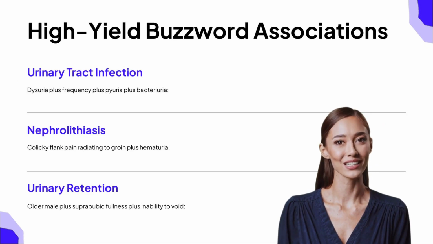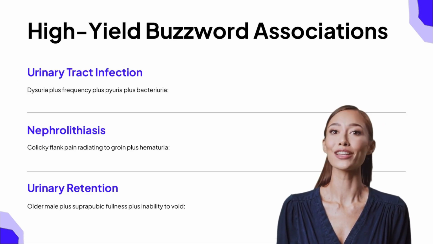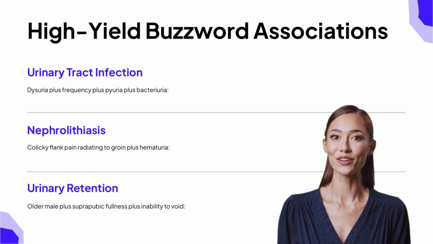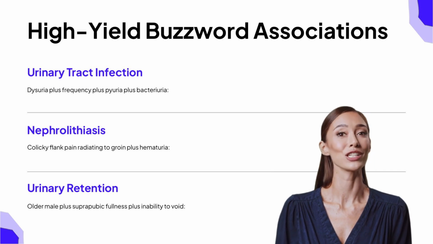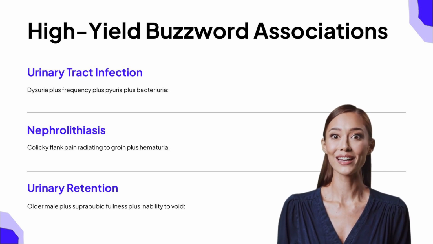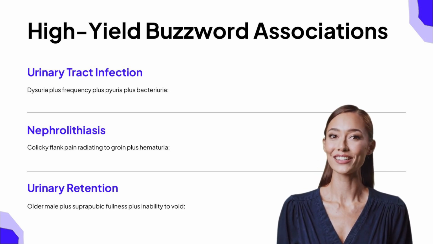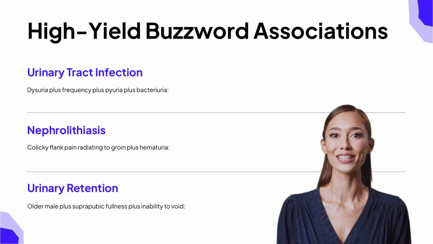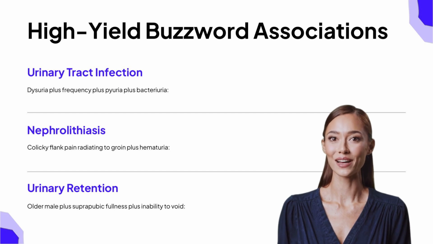Let's review the high-yield buzzword associations that boards love to test. For UTI, the classic combination is dysuria plus frequency plus pyuria plus bacteriuria. When you see this pattern in a young, healthy woman, think uncomplicated cystitis. For nephrolithiasis, look for colicky flank pain radiating to the groin combined with hematuria. The word colicky is key. It means intermittent, cramping pain that comes in waves.